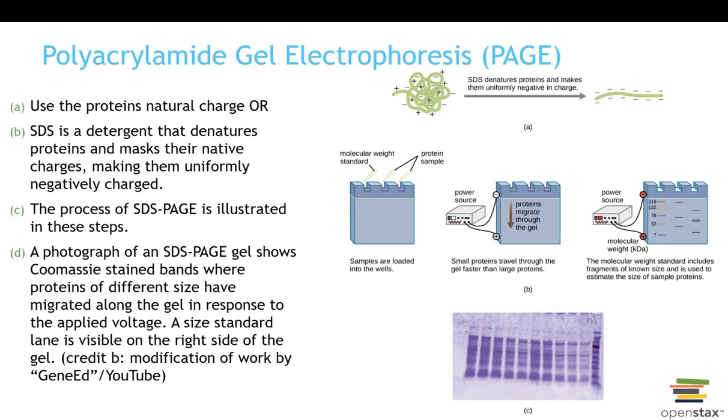Let's continue with chapter 12. So another technique that we're going to talk about, we call it PAGE, or polyacrylamide gel electrophoresis. If you remember, we talked about gel electrophoresis, that we use in order to separate DNA. Polyacrylamide gel electrophoresis is pretty much the same, but we use it for separation of proteins.